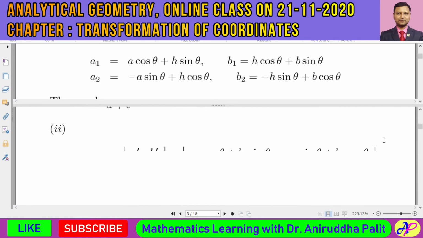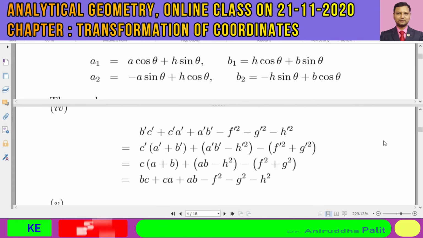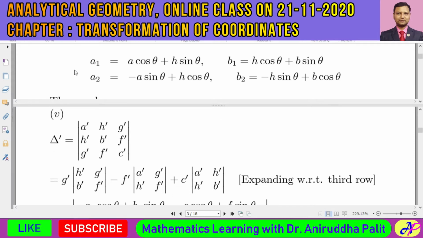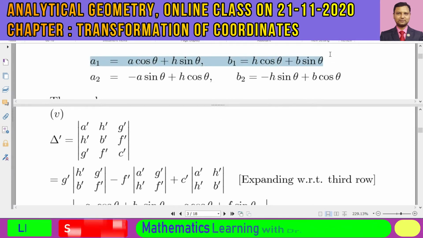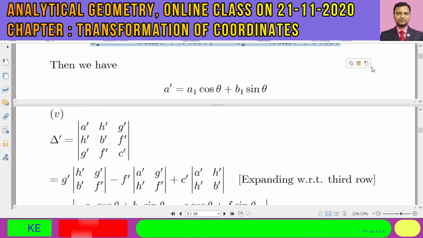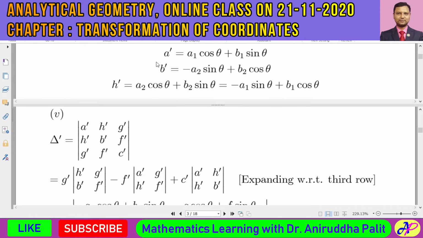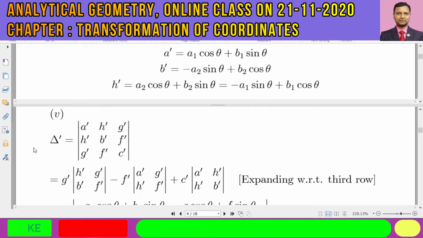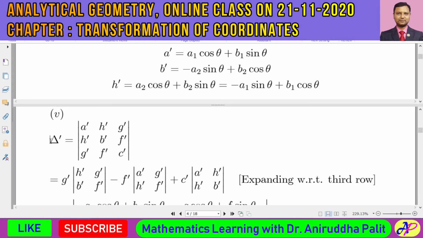Okay, fine. Now let's move. We have to consider these four quantities A1, B1, and A2, B2, and finally we had this kind of results. I am not going to prove all these results because the computation has already been shown previously. So let me start this last part.